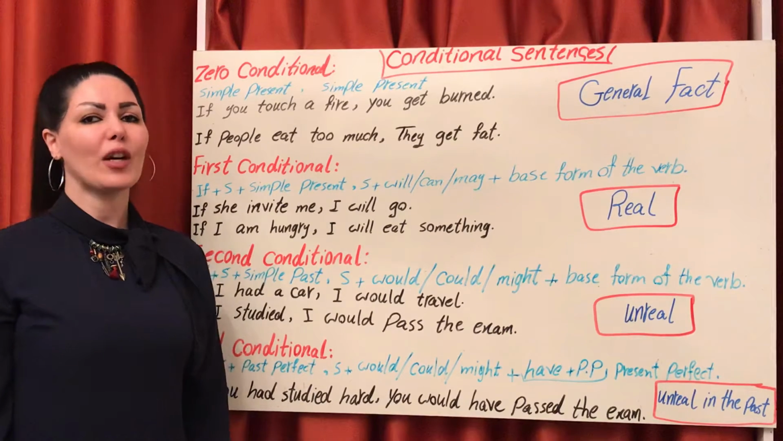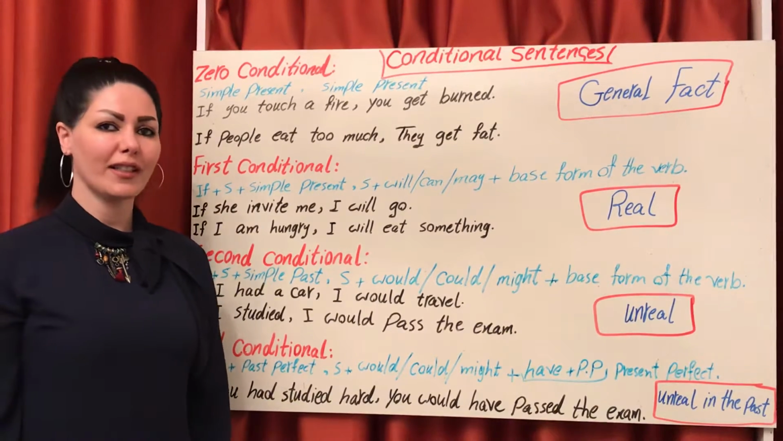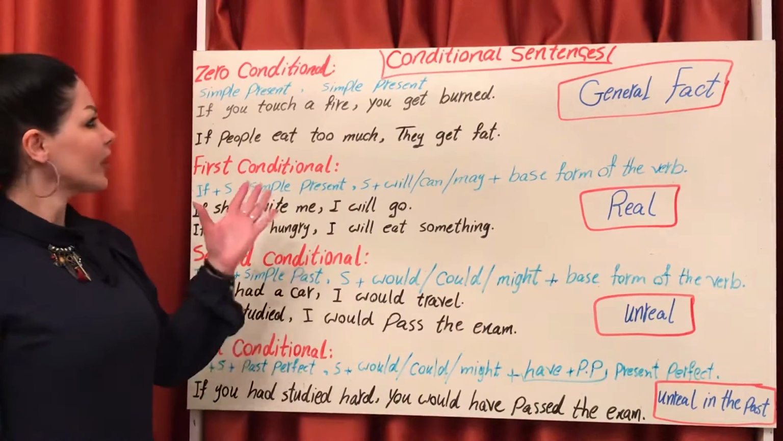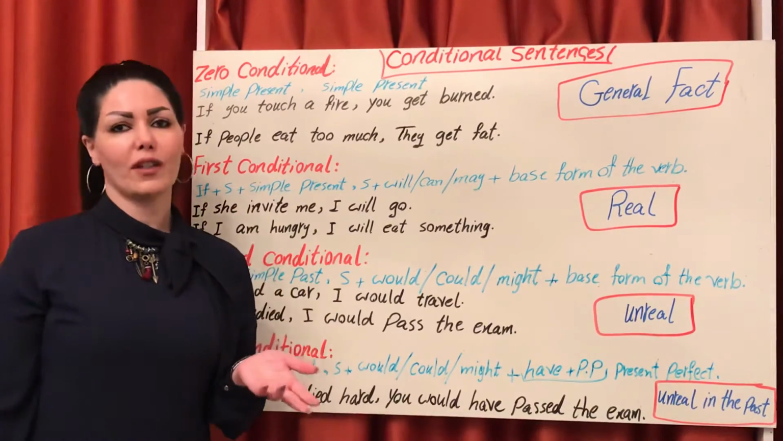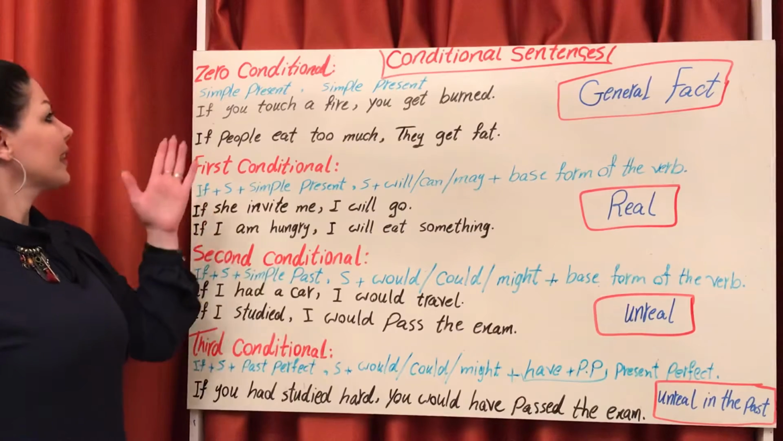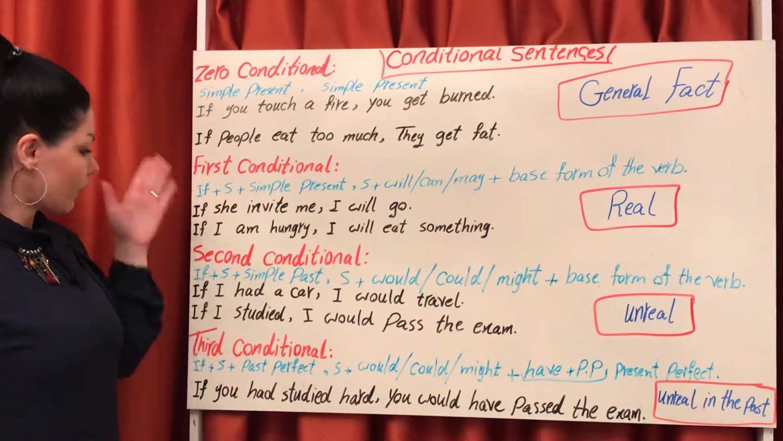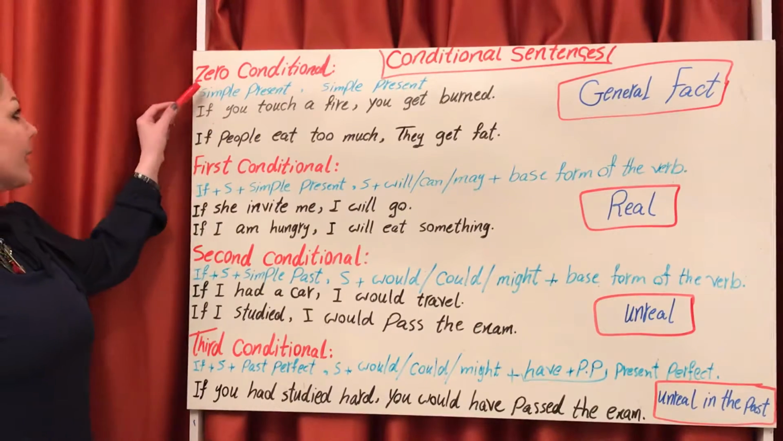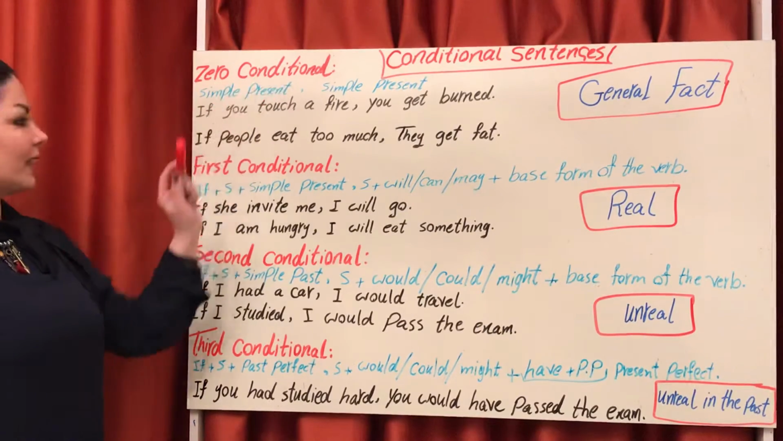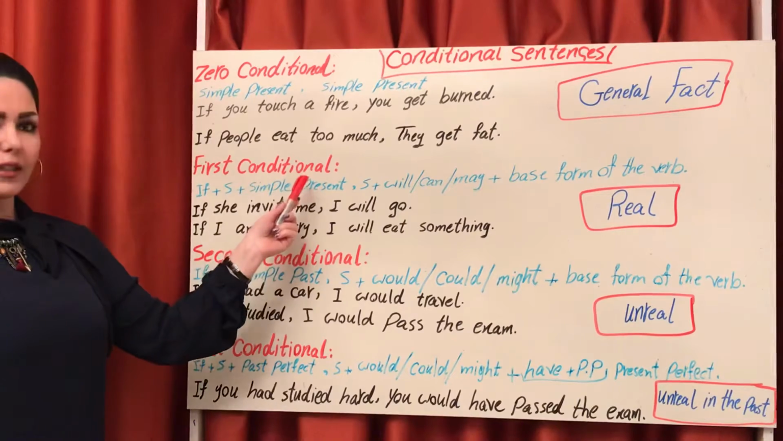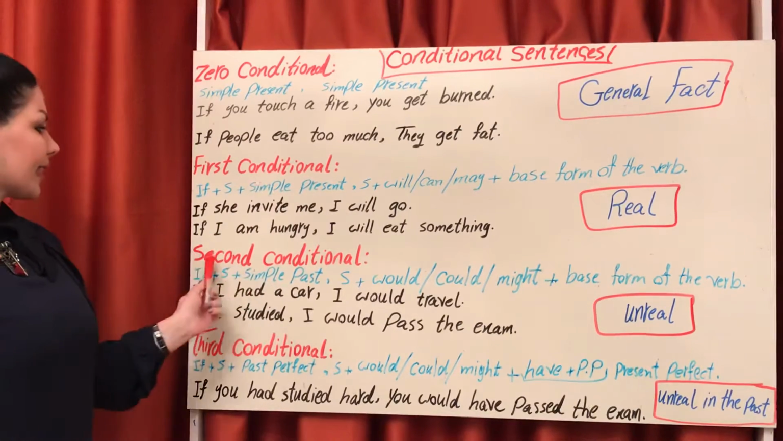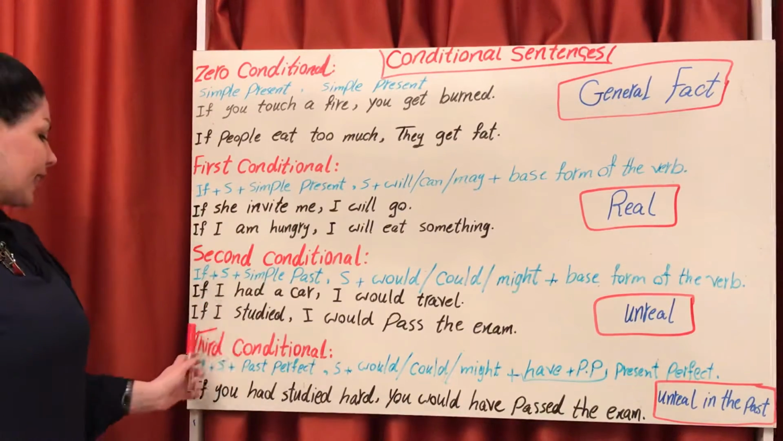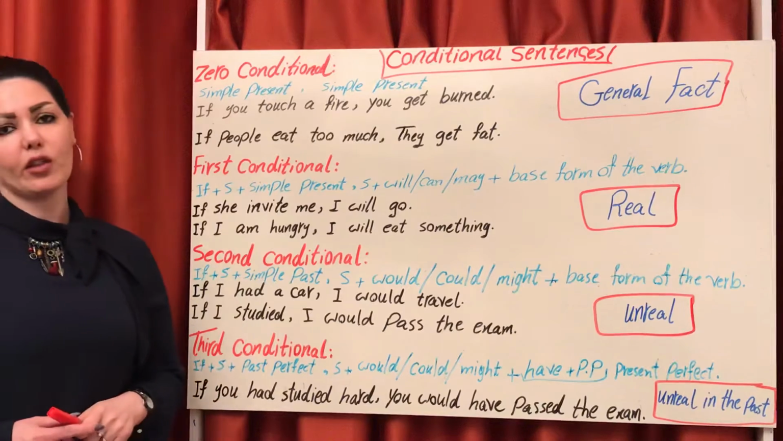In this lesson, I want to speak about conditional sentences, or if clauses. In this topic, we have four types. Type 1, zero conditional. 2, first conditional. 3, second conditional, and 4, third conditional.